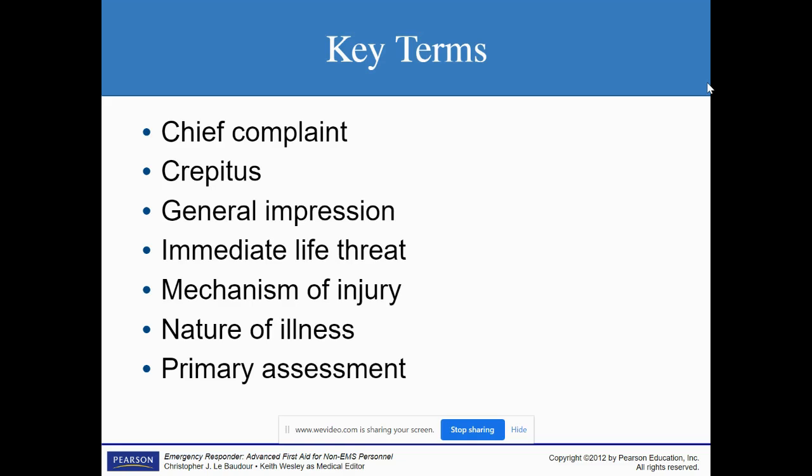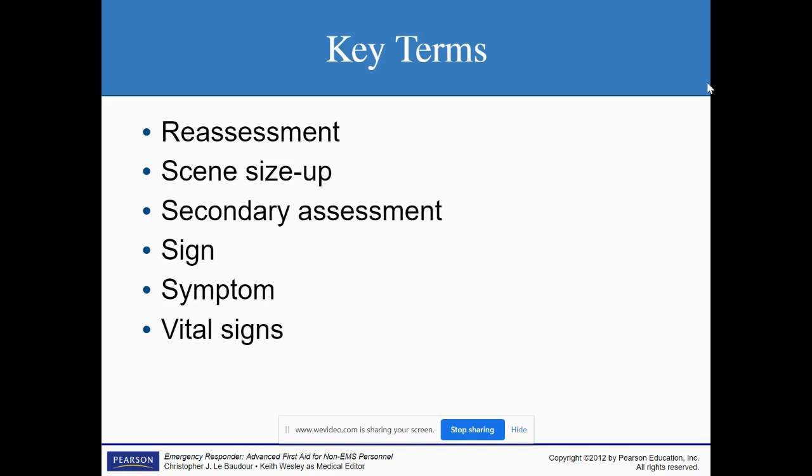And a primary assessment is the first step in the actual assessment of the ill or injured person, where you determine life-threatening conditions. A reassessment is a recheck of the ABCs, the chief complaint, vital signs, and interventions that have taken place up until that time. Scene size up is an overview of the scene to identify any immediate or potential hazards at the scene of the emergency, as well as the need for additional resources.